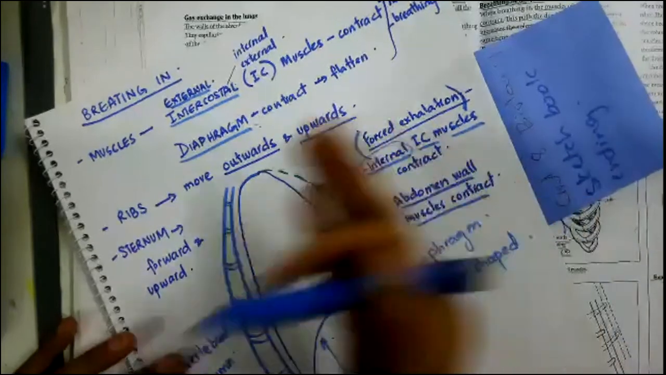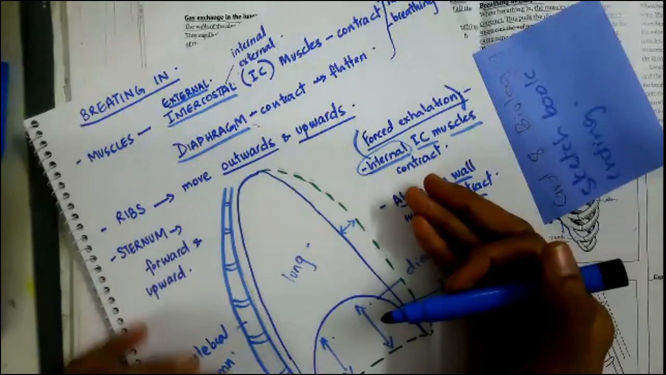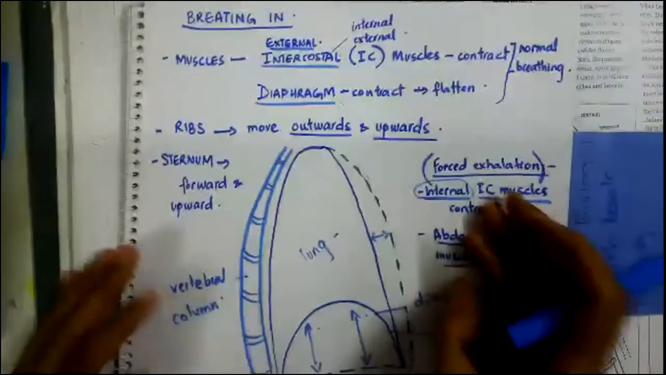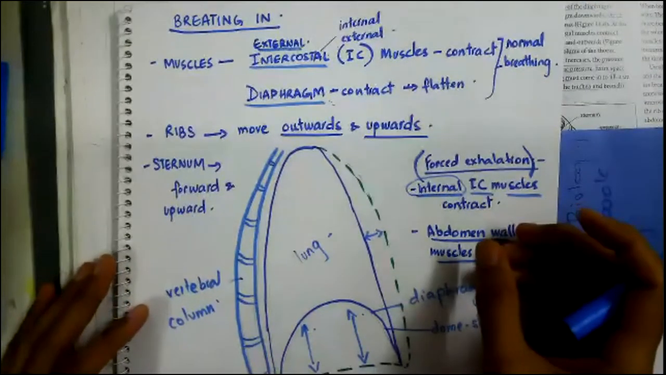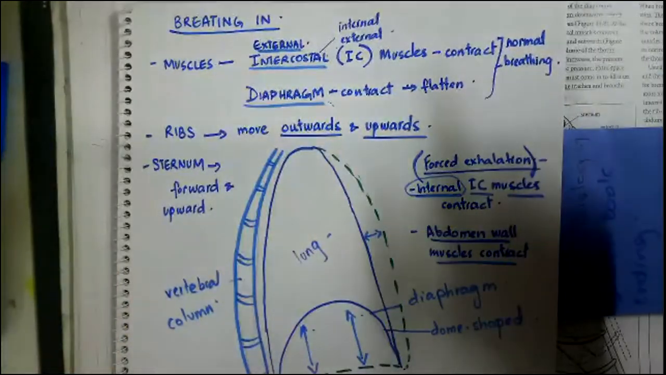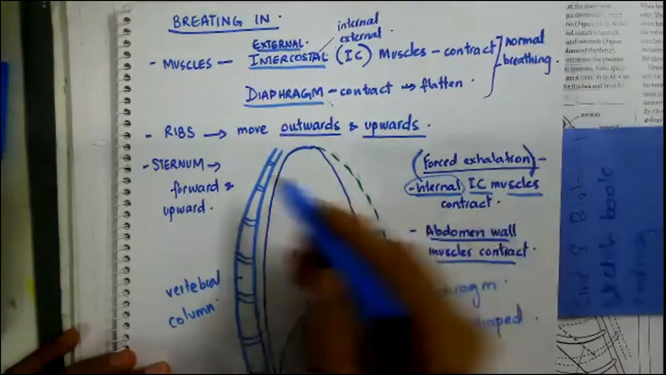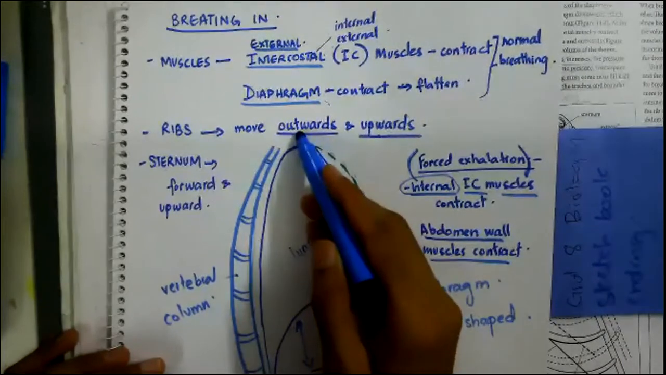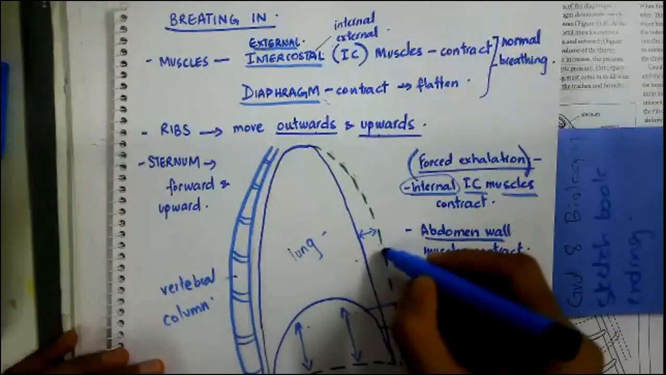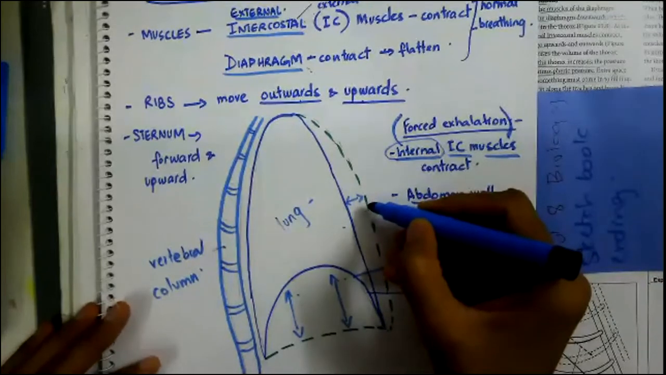Now, the reason why different groups are involved in different movements is because of the difference in their direction. They are oriented in such a way that the contraction of external intercostal muscles causes the outward and the upward movement of the ribs. So the ribs move outwards and upwards. That increases the diameter of the thoracic cavity, so again, that increases the volume of the thoracic cavity.